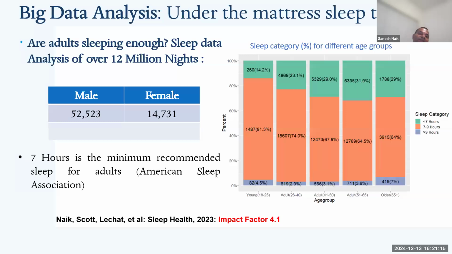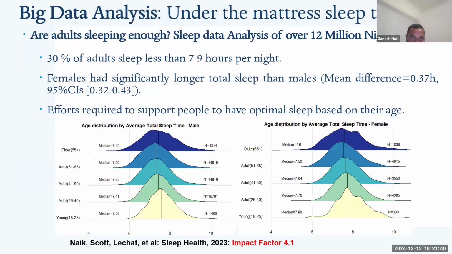And then the adverse effect of sleeping less is that it causes insomnia, and also if you're tired when you're driving, it may cause accidents and so on. So therefore, it's a bigger issue. Based on this research, we found that, as we see here in the next graph, only 30% of the adults sleep 7 to 9 hours per night. That is based on the 12 million nights of around 66,000 people.